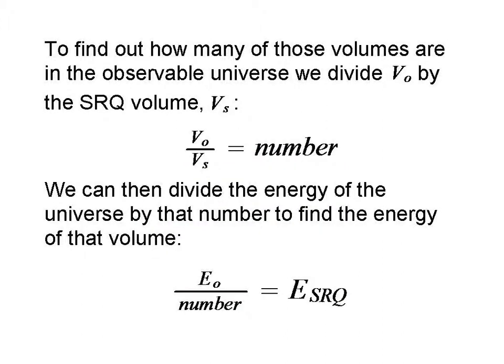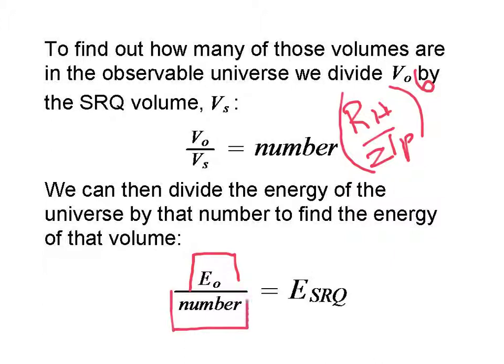To find out how many small radius quantum volumes are in the observable universe, we'll divide V sub O, the volume of the observable universe, by the small radius quantum volume, V sub S, and we get a number, and that number happens to be r sub h over 2LP to the 6th power. It's the cube of the large number. We'll divide the energy of the observable universe by our number to get the energy value associated with a small radius quantum.